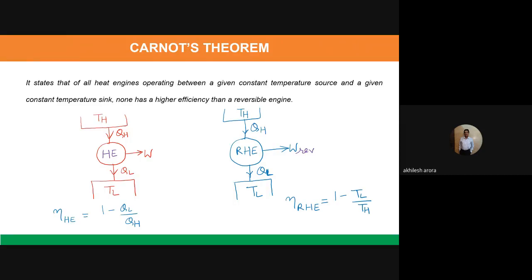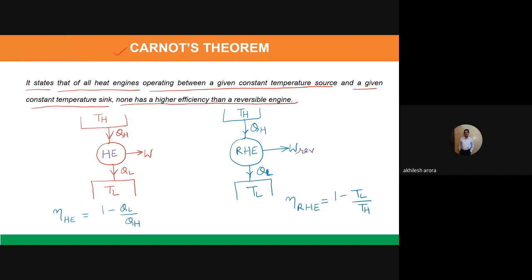Now let us talk about Carnot's theorem. So till now we discussed the Carnot cycle and reversed Carnot heat engine, or reversed Carnot cycle. We have talked about two things. Now we are going to talk about Carnot's theorem. So let us read it. It's very, very simple. It's not at all difficult. It states that of all heat engines operating between a given constant temperature source and a given constant temperature sink, none has a higher efficiency than a reversible heat engine.